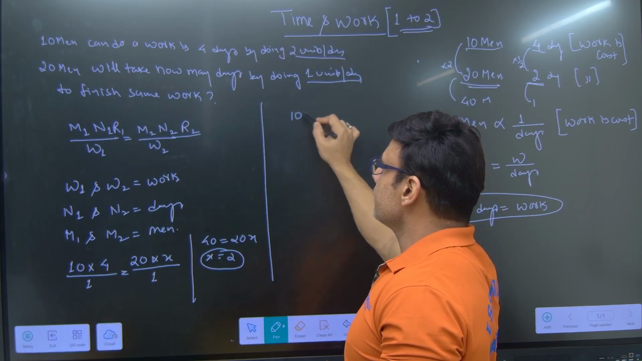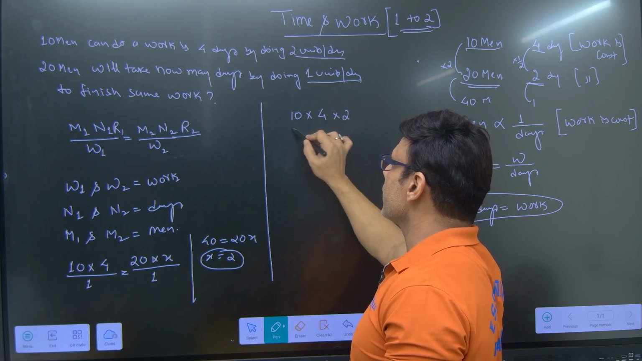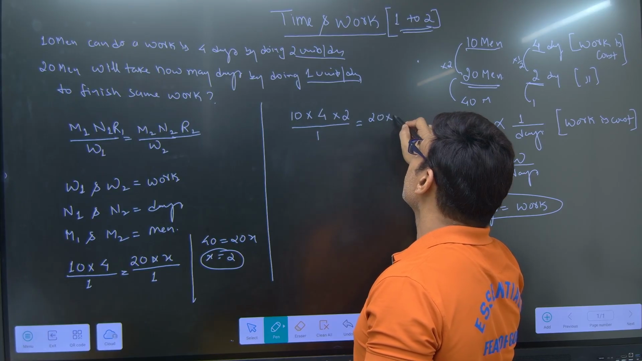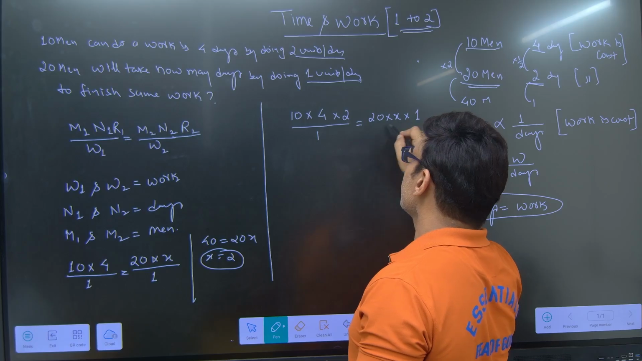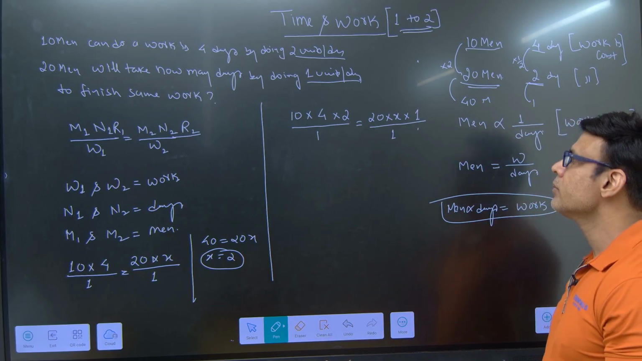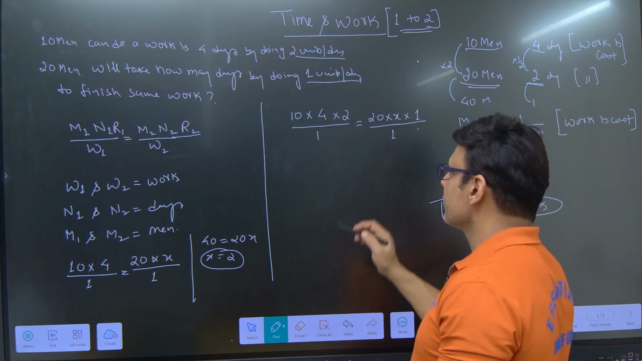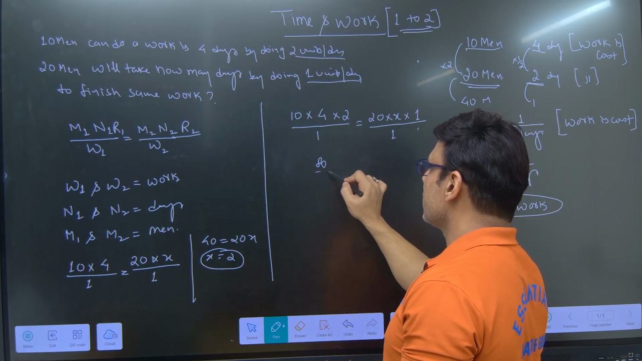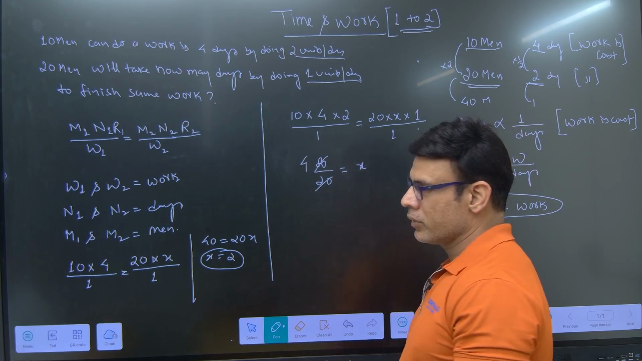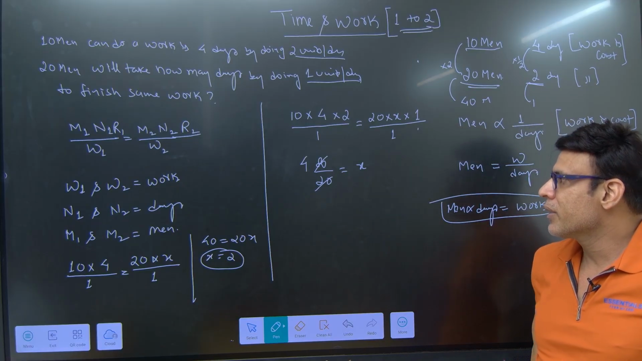10 men can do a work 4 days by doing how many? 2 units per day, and the work is 1. Then 20 men will take X days by doing 1 unit per day, and the work is same. So now this will be how much? 80 by 20 is equal to X, which will give you what? 4. Right. So how many days they will take? 4 days.